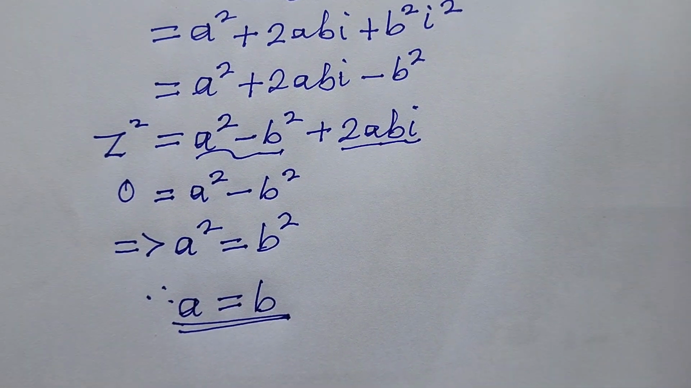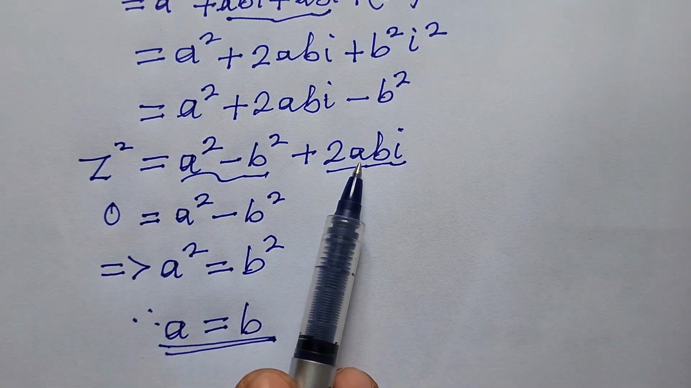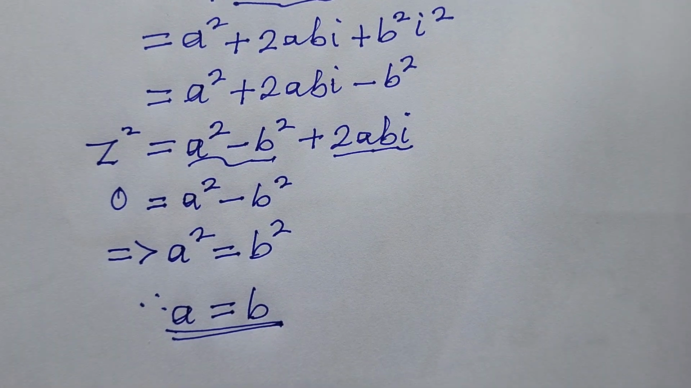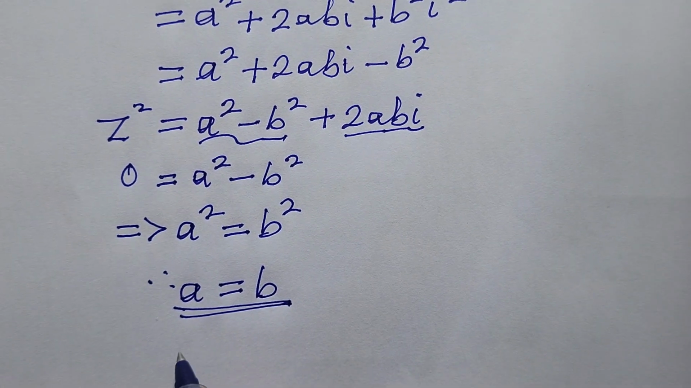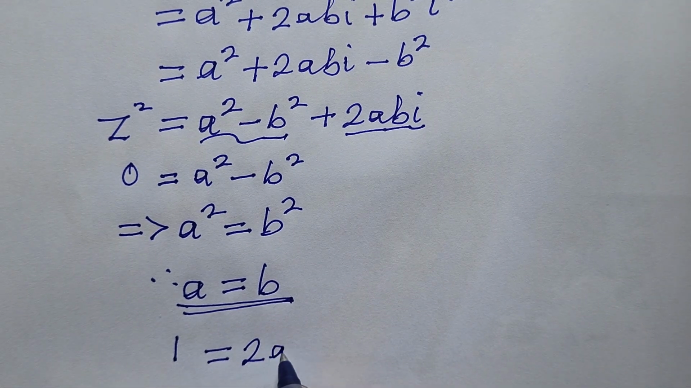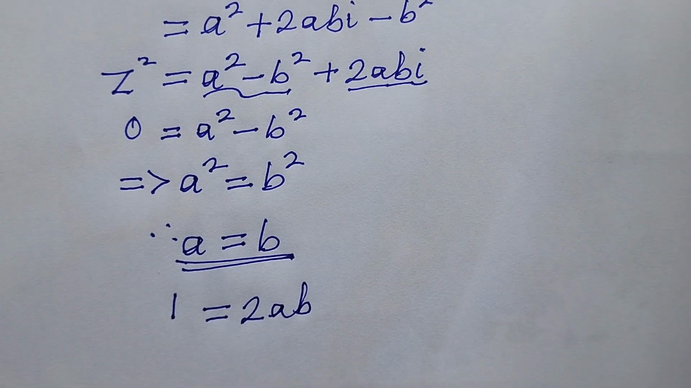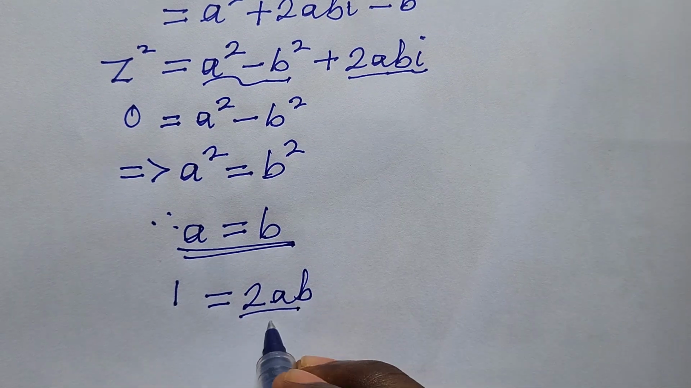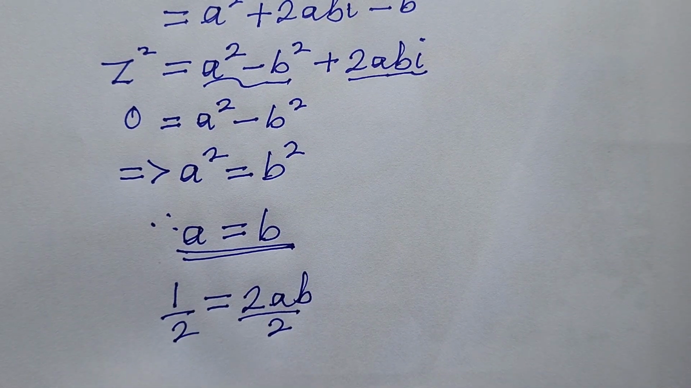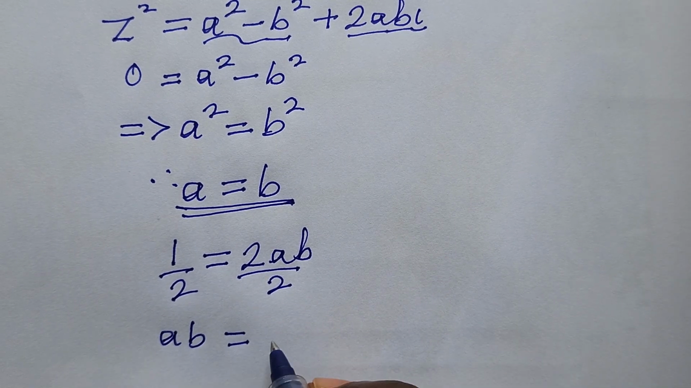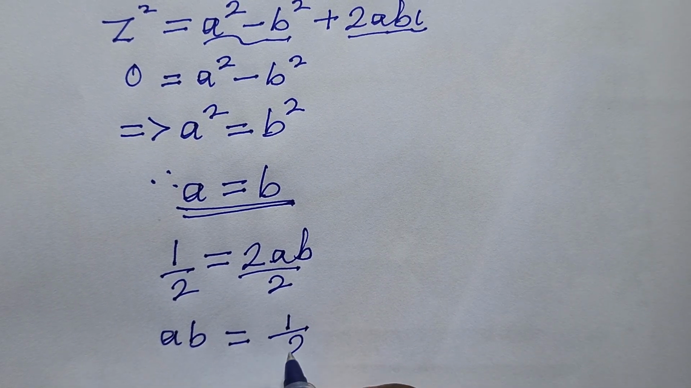Now we've established this, let's go and compare the imaginary part now. So here we have a coefficient of 1. So this is going to give us here 1 is equal to 2ab. We'll make ab the subject of the formula, or we just divide through by 2. Here, divide through by 2. So we're going to have ab is equal to 1 all over 2.